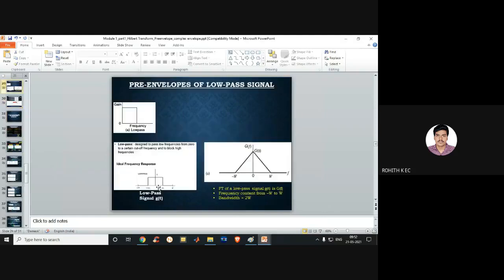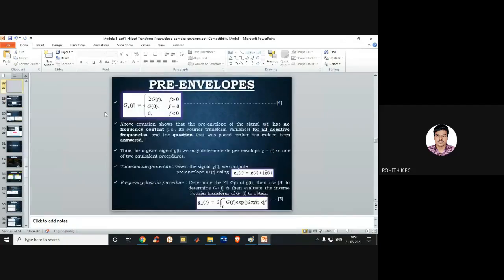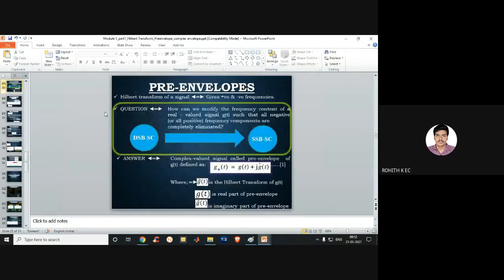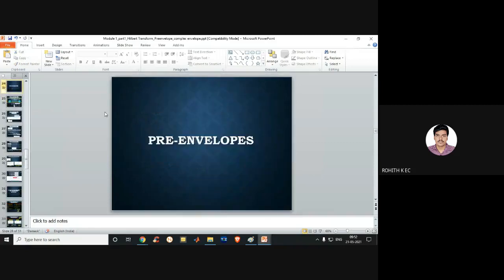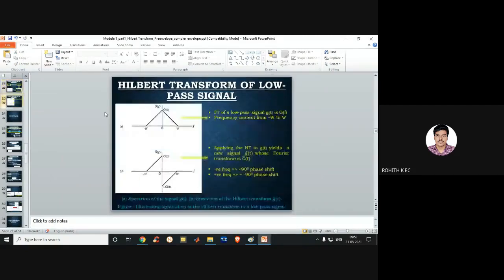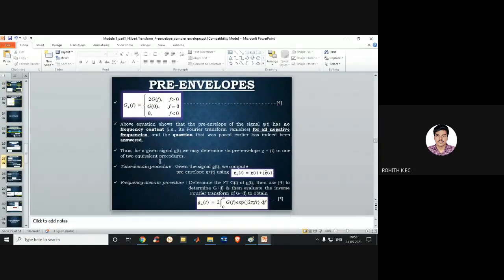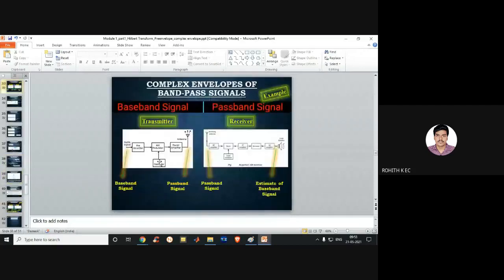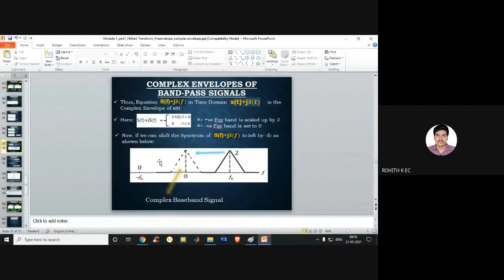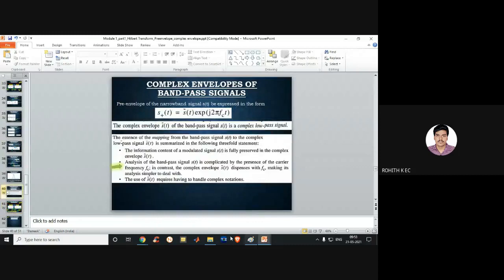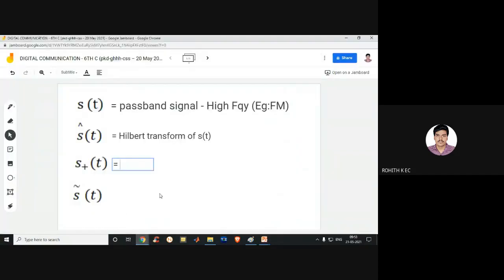Tell me, I just discussed this. I'm not asking you any equations. I'm asking you the label of the equations. What is S plus of t? Thank you. Very good, Jyotika.